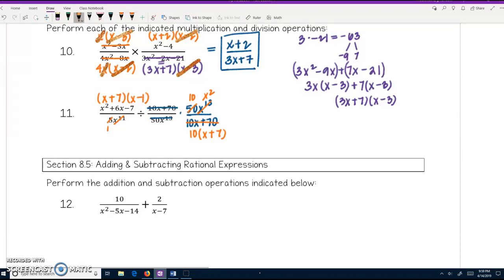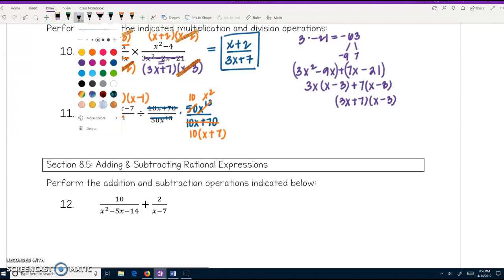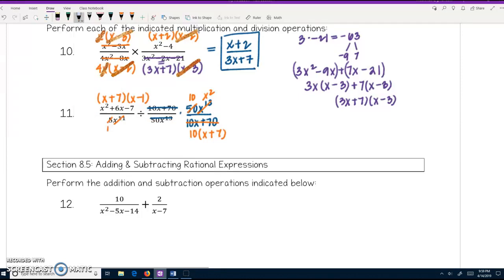So now I get to see if there's anything that will cancel out top and bottom here. This x plus 7 and this x plus 7 will divide. This 10 and this 10 will divide. And so I'm going to be left with an x squared and an x minus 1. And I'm just going to go ahead and multiply those together. So x squared times x will be x cubed. And then x squared times 1 will be x squared. So that's just going to be my final answer there for that one.